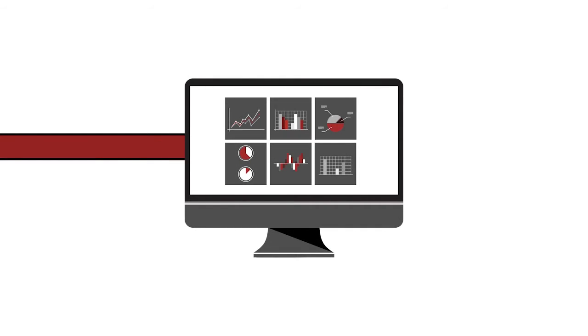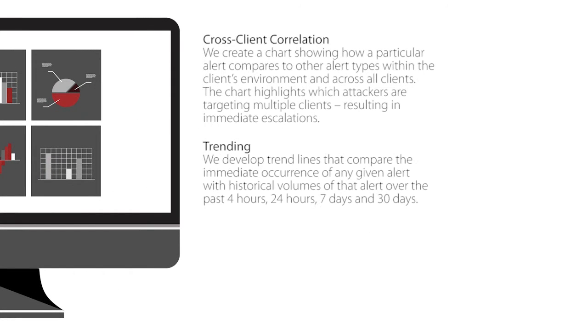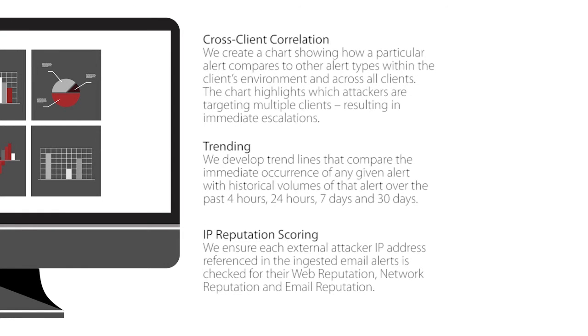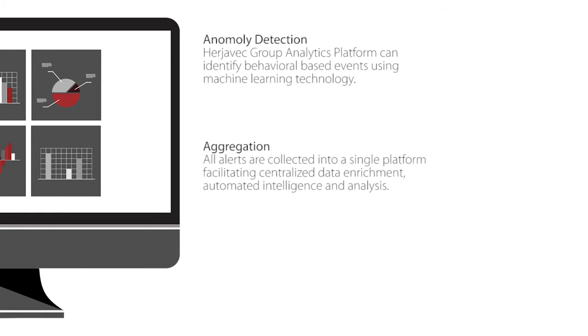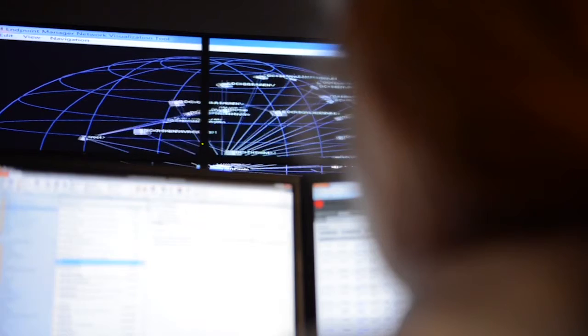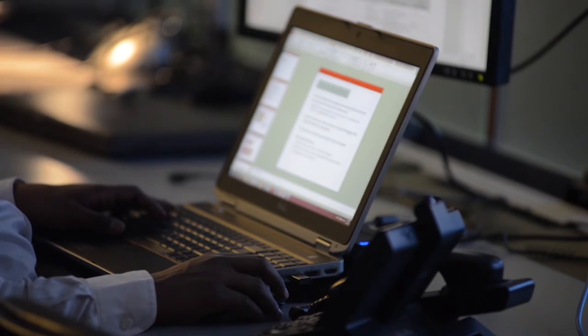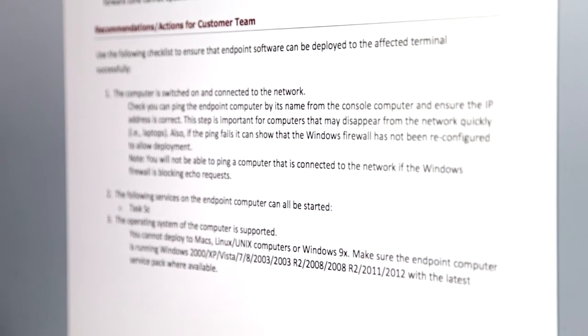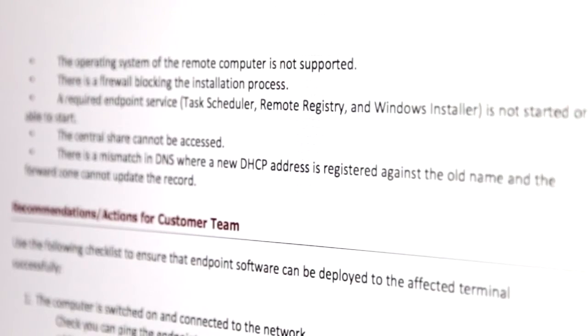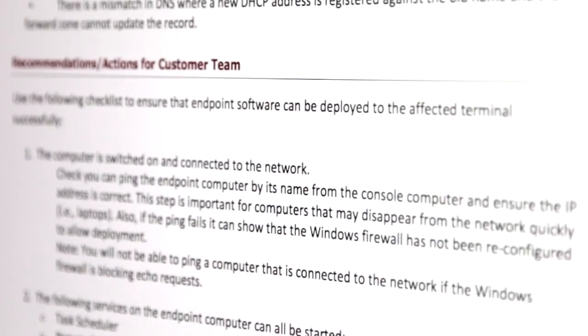Once an alert is received, the platform performs a series of automatic functions. Cross-client correlation, trending, IP reputation scoring, anomaly detection, aggregation, deduplication, resulting in an email output that is ready for investigation by our trained analysts working 24/7, 365 in our Security Operations Center. Our analysts will review the output email and use a predefined, documented, and client-approved interaction model to notify the client of the security event that took place. They will escalate based on the documented workflow and provide actionable recommendations for remediation.